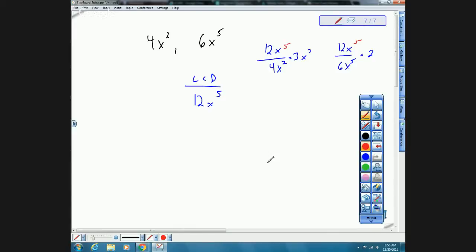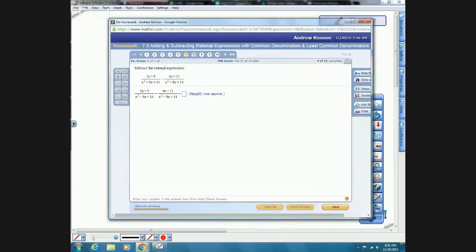All right, so let's run through these. And again, we're not really using the LCD today. We're just going to introduce it, and then tomorrow I'll go back over it and we'll put it into use. So what is my LCD of this one? What's the LCD of the numbers?